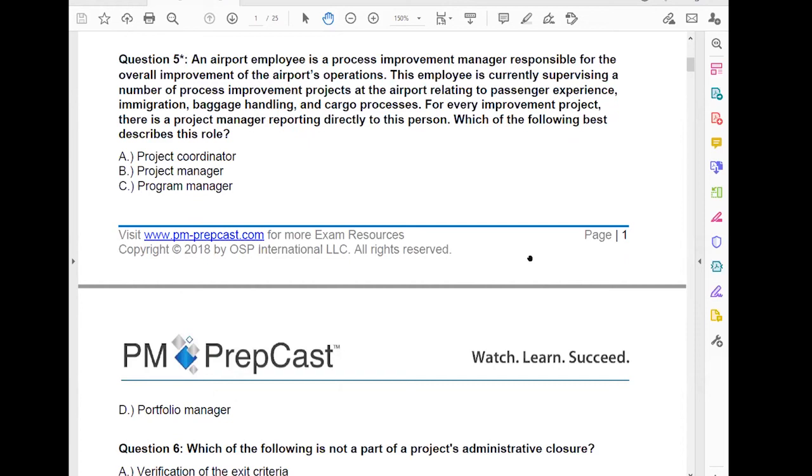Hindi ko rin alam ang sagot nito. Mamaya na natin sa answer key tingnan. Hindi ba yun ang sagot? Parang tempting yun yung sagot. Sir Richard. Perte ka din, Sir Richard. Talaga. Kaya nga, nakikita ko. Determined si Sir.